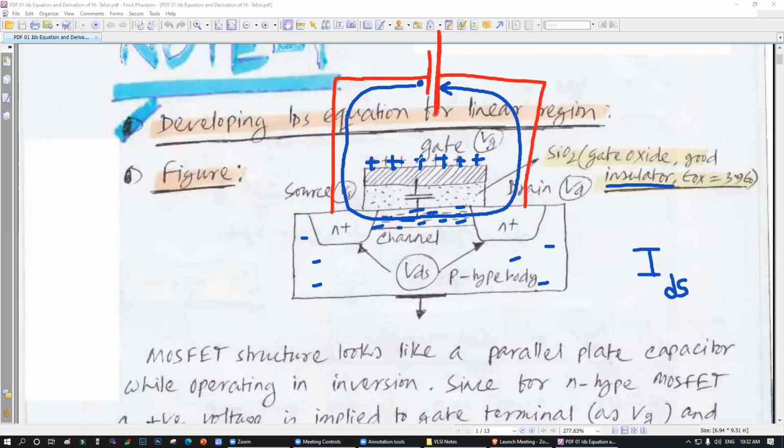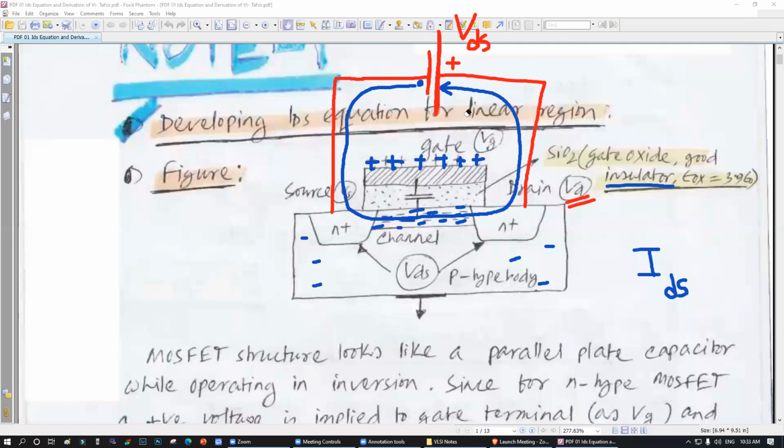So what is this voltage called? What is the name of the voltage? Where are they connected? What are the pins they are connected to? Plus is connected to the drain, right? And what is the minus? Source, right? That is connected to the source. That's why this voltage is called VDS. This is the primary voltage for your current.